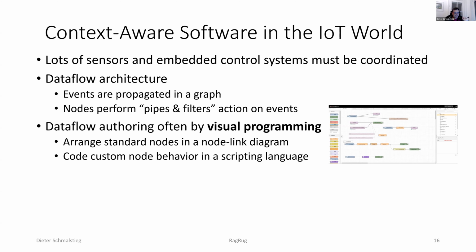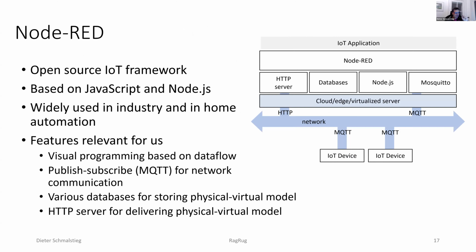And a major platform in that space is Node-RED. So Node-RED is an open source framework for Internet of Things that is out there, that is professionally used in industry, also widely used in home automation, enjoys a very large user base. It runs in a typical server infrastructure based on JavaScript and Node.js. You see a software diagram of a typical Node-RED framework here on the right-hand side.